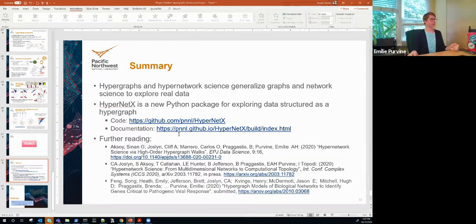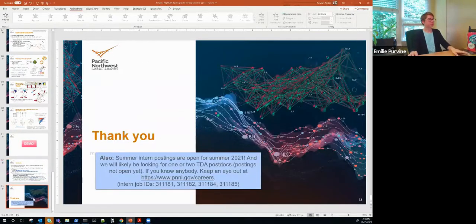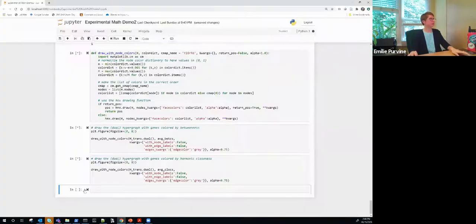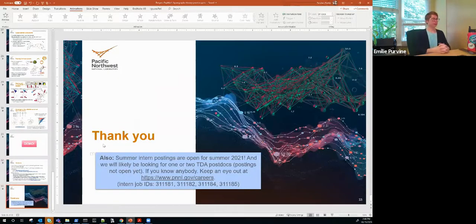These are the links again for our Python package. And hypernetwork science is a great way to explore data in this kind of multi-dimensional way. Here are 3 papers that might be interesting for you to check out. This Hypernetwork science via hypergraph walks goes through a lot of the theory that I talked about quickly today. And these 2 papers have some good examples. This last one is the biological networks paper that we just posted on arXiv. See if those pictures came up yet. Nope, weird. So I will leave it here.